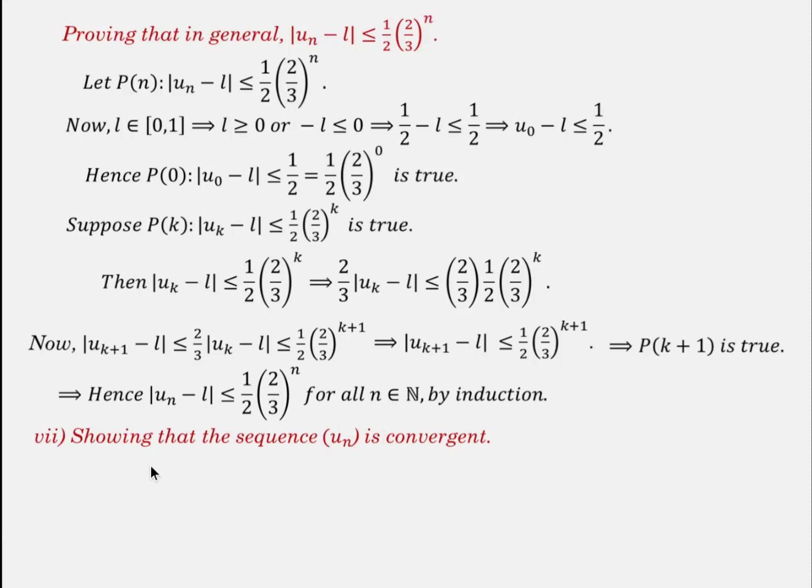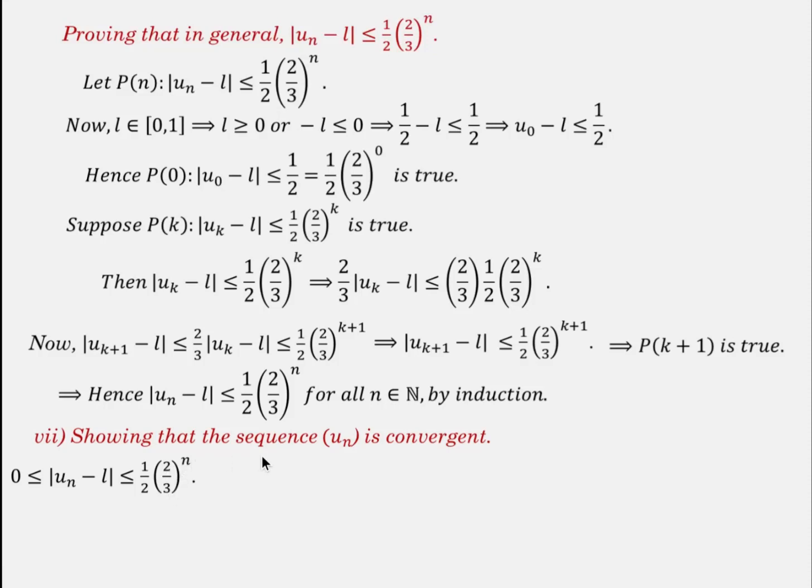In the last part of the question, we are asked to show that the sequence u_n is convergent. To do that, we have to start by noting that the absolute value of a function is always greater than or equal to 0. So we can then write that the absolute value of u_n minus L is bounded to the left by 0, so that we can then conclude that 0 is less than or equal to the absolute value of u_n minus L less than or equal to half into (2/3)^n.